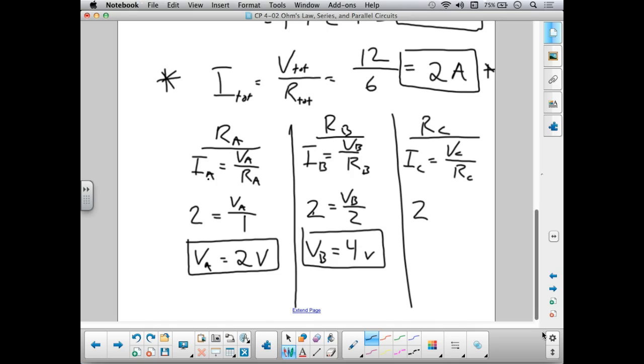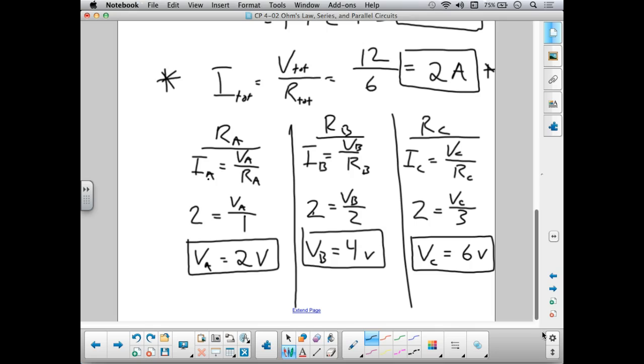The current in a series circuit is the same for all components. Once I find the total current, that is the current for all components in the circuit. 2 amps of current is flowing through all components. So that's 2. I don't know the voltage, but I do know its resistance, 3 ohms. I'm going to move that 3 to the other side. So voltage across resistor C is 6 volts.